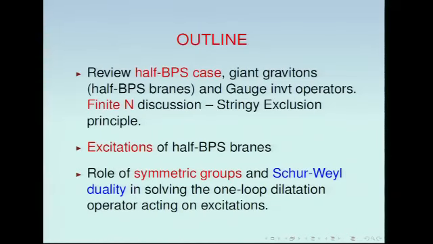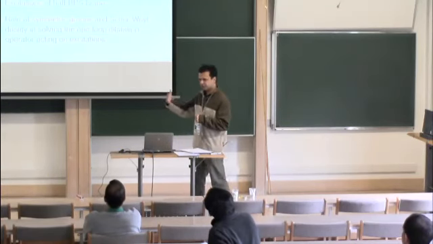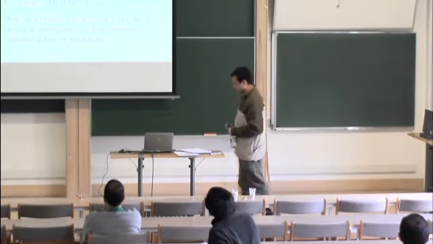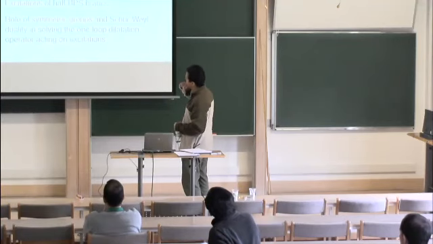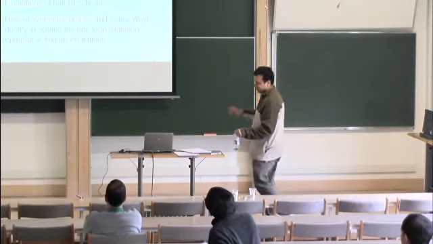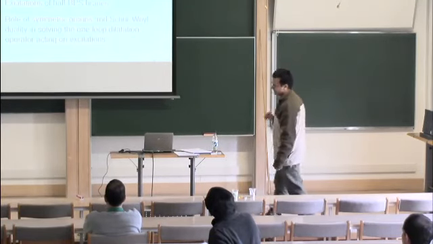And then so I'll maybe spend 15 or 20 minutes on this and then go on to excitations of these half BPS branes, which again can be either themselves half BPS or quarter BPS or non-BPS. And you distinguish between these different ones by looking at the one-loop dilatation operator. So we will be interested in the one-loop dilatation operator acting on perturbations of these half BPS states. And what I want to explain is how symmetric groups and Schur-Weyl duality solve this problem of looking at the one-loop dilatation operator on these excitations.